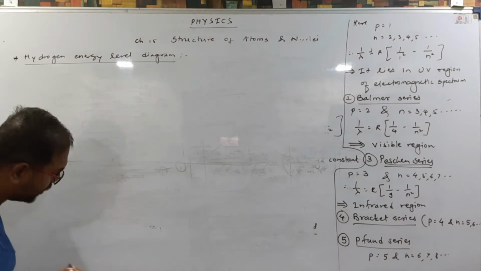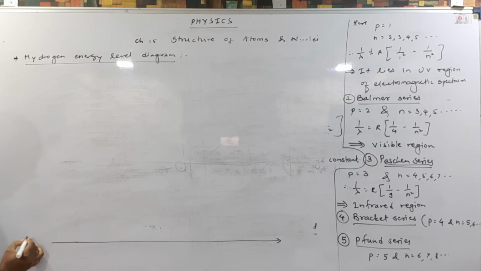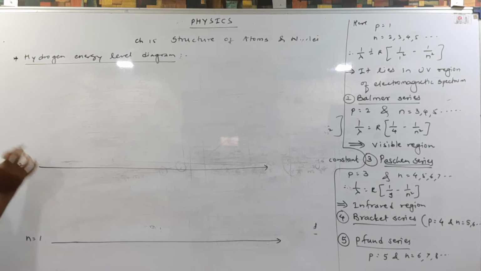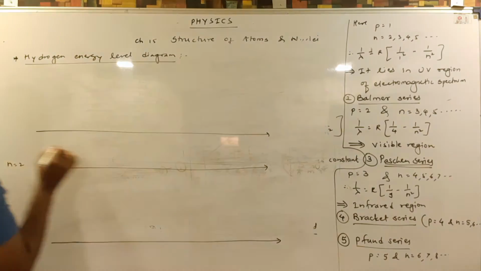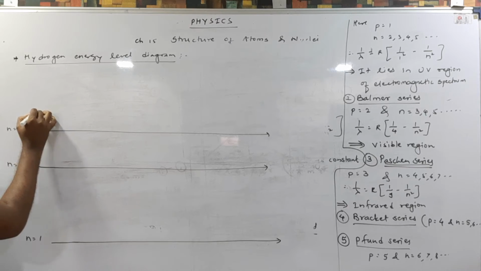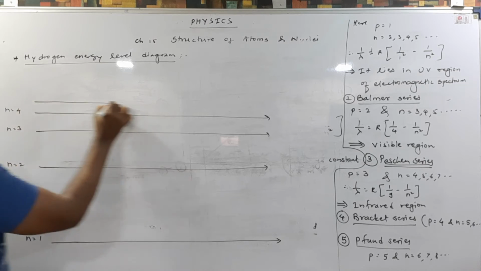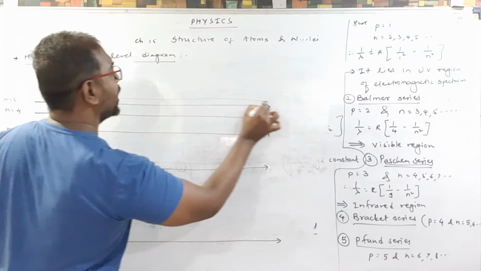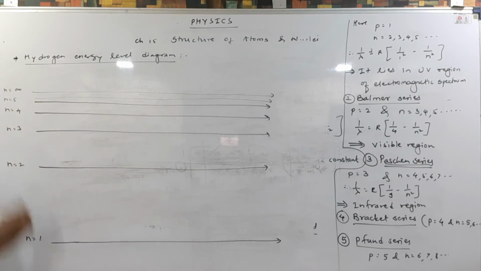Now here I consider, you can see this is visible now. Here N is 1. Now I keep some gap and write N is 2, the second orbit. Then I decrease the gap here. N is 3. Again I decrease the gap. N is 4, with even less gap. N is 5, with still less gap. N is 6. And directly I am showing infinity here, so N is equal to infinity.